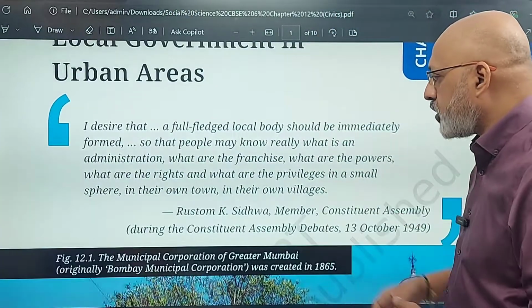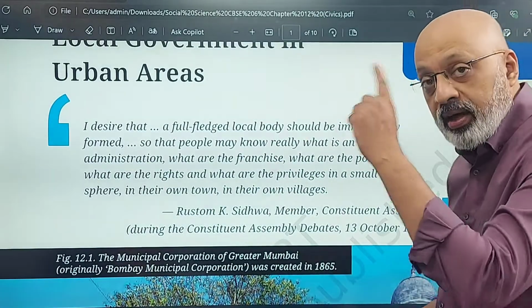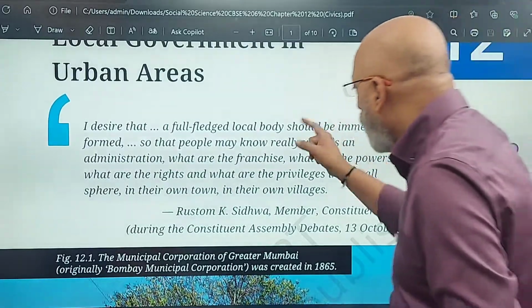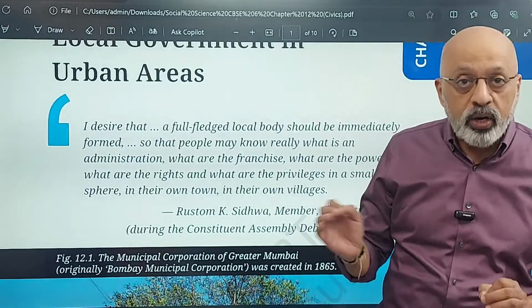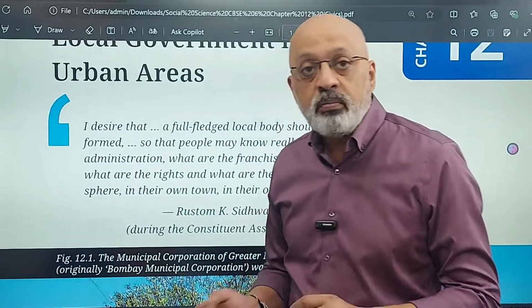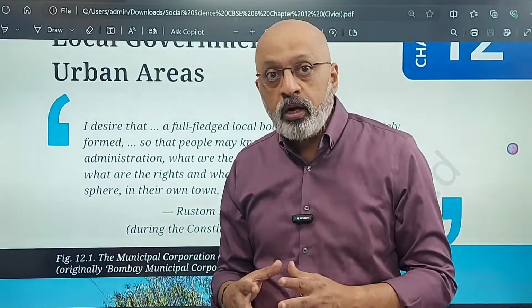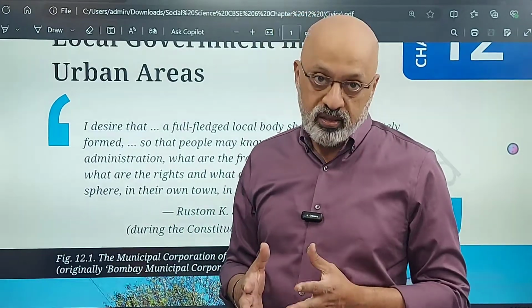तो ये this is a quote by Rustam Sidhwa, who was a member of the Constituent Assembly in 1949. He said, I desire that a full-fledged local body, यानी कि जिस तरह से पंचायत is there in the rural areas, in the villages, similarly there should be a local body in the urban areas to look after the needs of the cities and the towns in the country.